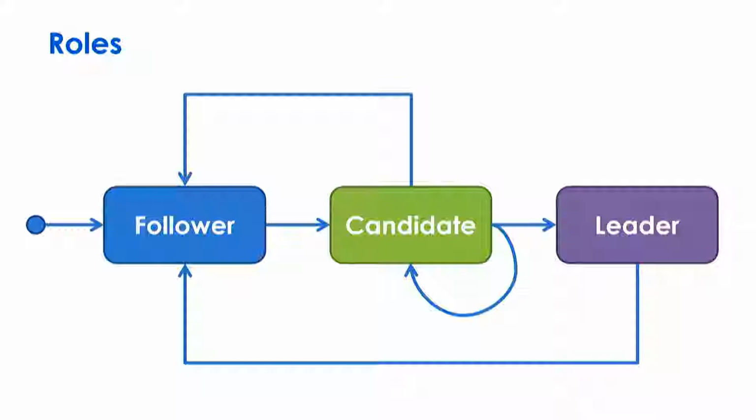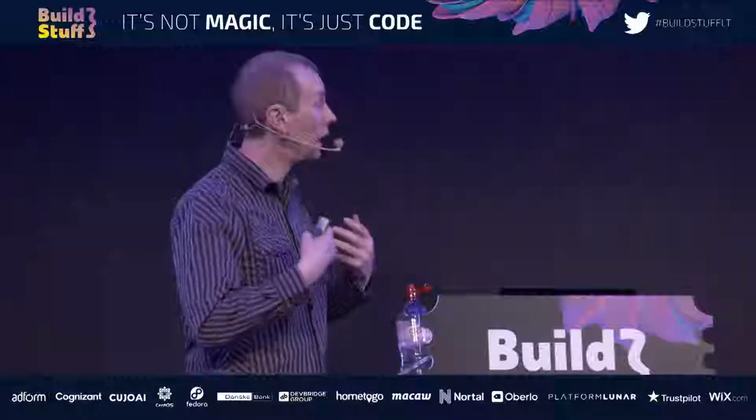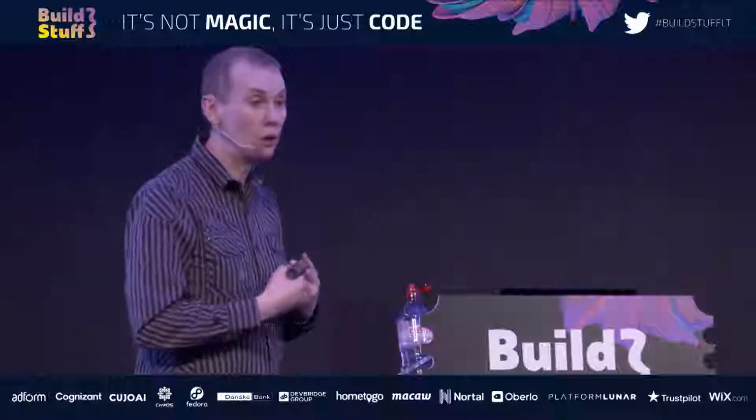Now, in Raft itself, each node is very simple in that it exists in only one of three roles. It can't have any other roles inside a cluster. So you start off in an initial state and you go into being a follower. All nodes must start being a follower at this stage. We have no elected leader.